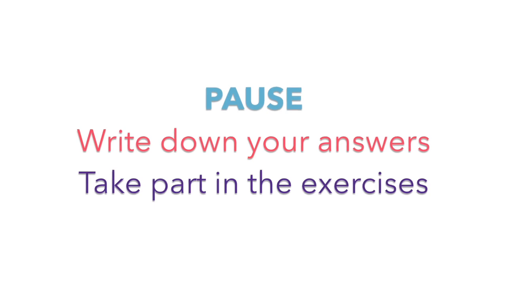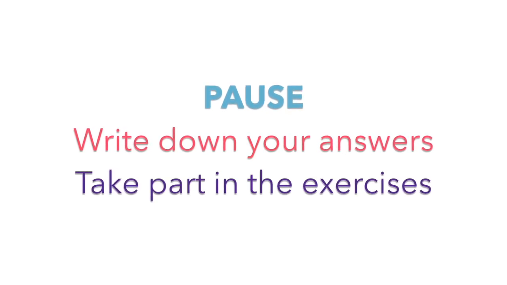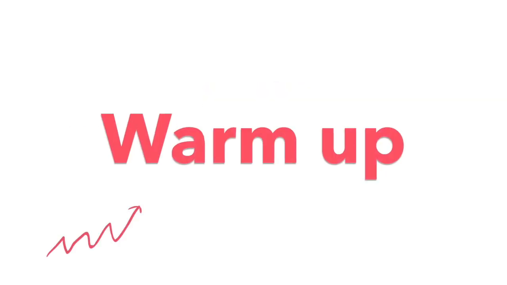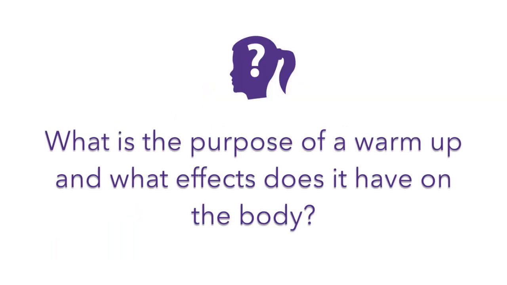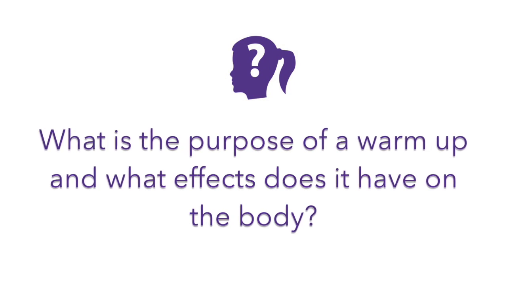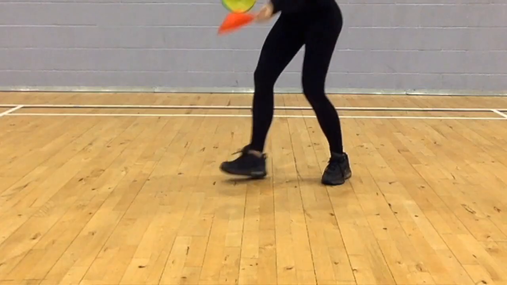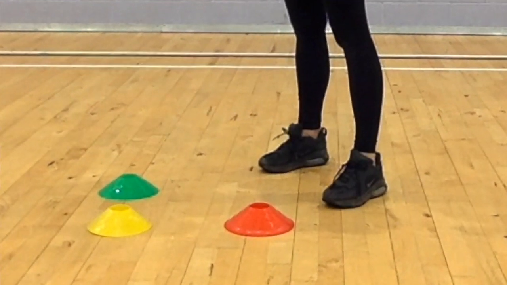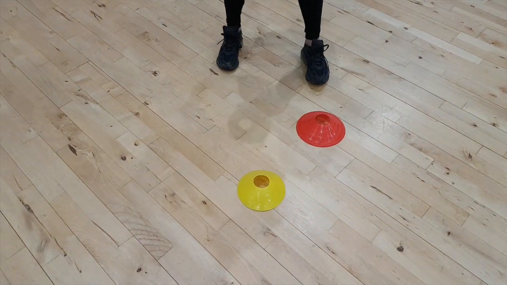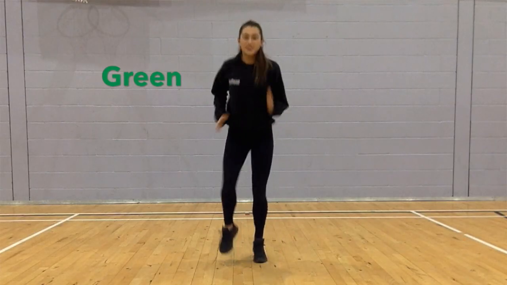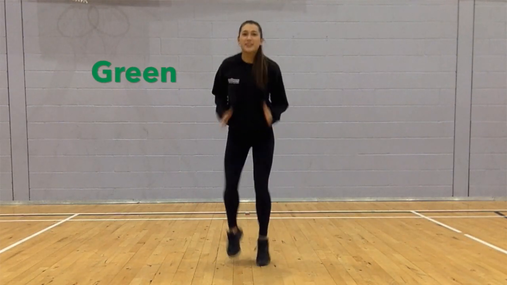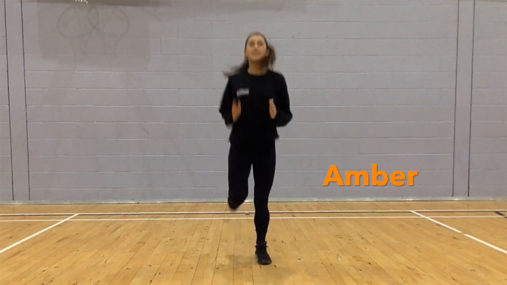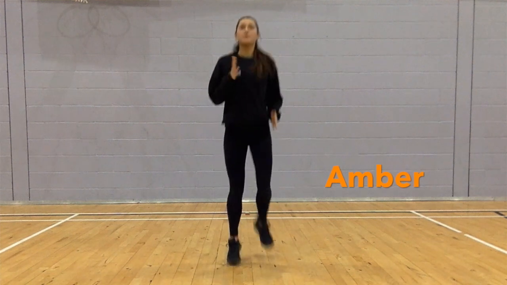Remember, you can pause the video at any time to write down your answers on your worksheet and take part in the exercises. Now it's time for our warm-up. Question: what is the purpose of a warm-up and what effects does it have on the body? This game is called traffic lights. You'll need 3 different coloured objects: red, amber or yellow, and green. Ask a partner or adult to hold up one colour at a time. Your task is to run on the spot at differing speeds resembled by each colour.